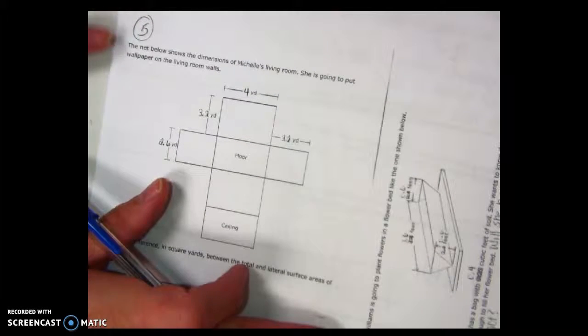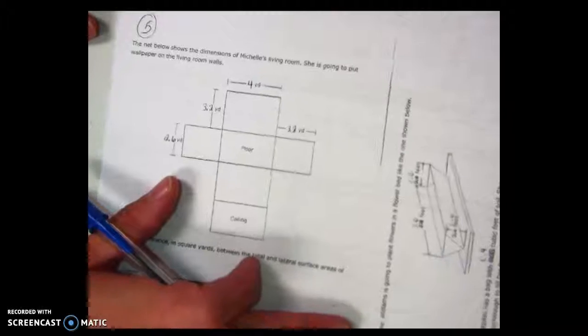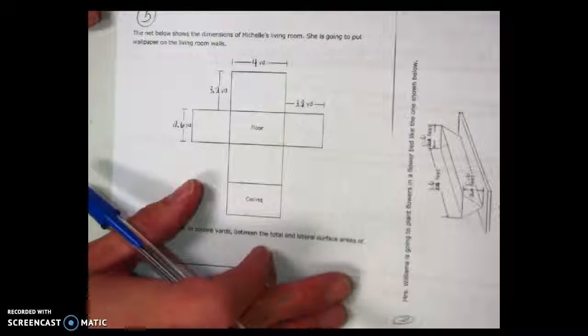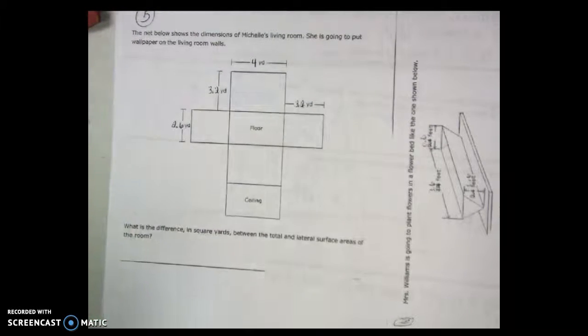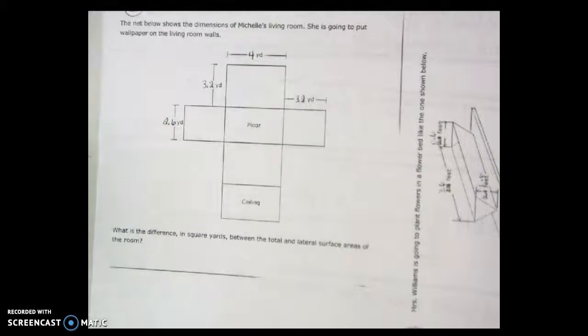Okay, number 5, this net shows the dimensions of Michelle's living room. She's going to put wallpaper on the walls. What is the difference in square yards between the lateral and the total surface area of the room? Okay, now you could find the lateral surface area and find the total surface area, but I'm going to give you a hint since you're watching this video.